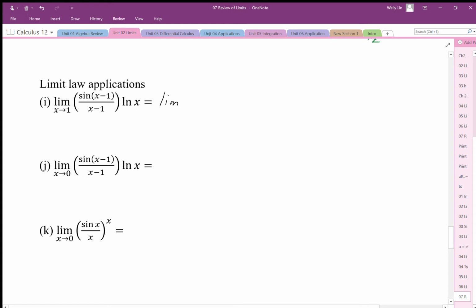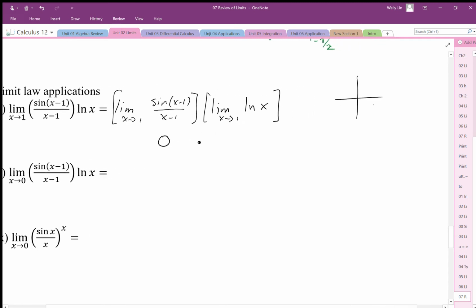So we can say the limit as x approaches 1 of sine(x minus 1) over (x minus 1), and we can do that limit separately from the log limit, the limit as x goes to 1 of log x. If you remember what the log graph looks like, it hits the x-axis at x equals 1. So that's going to be equal to 0.